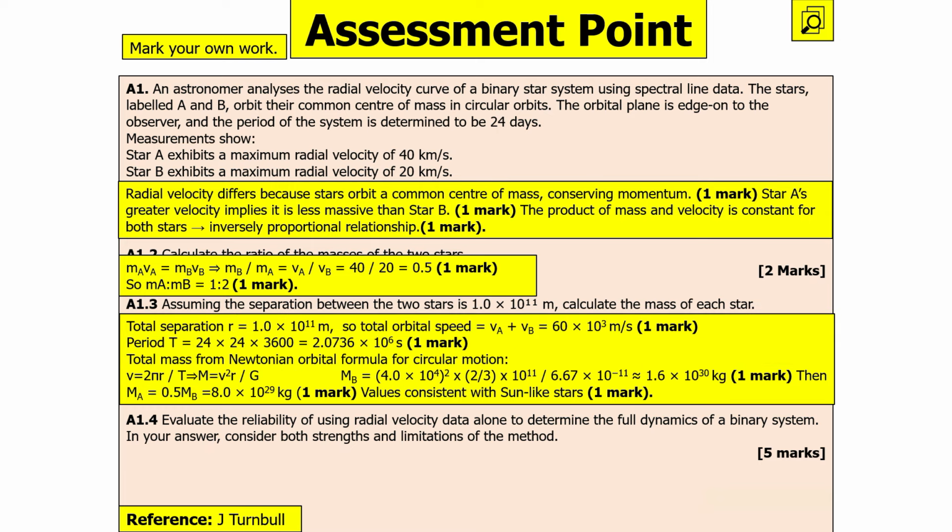Now the total separation is 1 times 10 to the 11, so the total orbital speed is going to be VA plus VB, which is equal to 60 times 10 to the 3 meters per second.